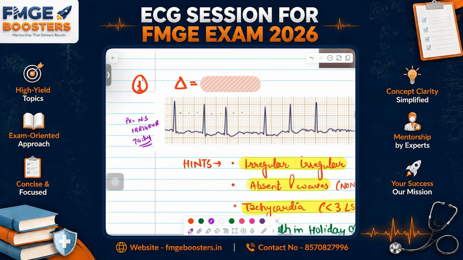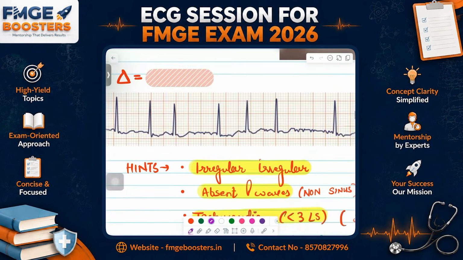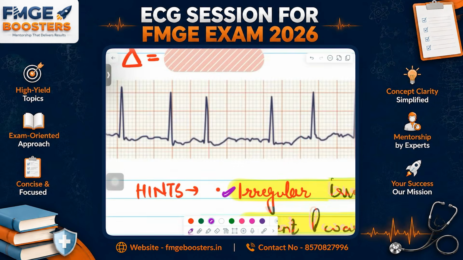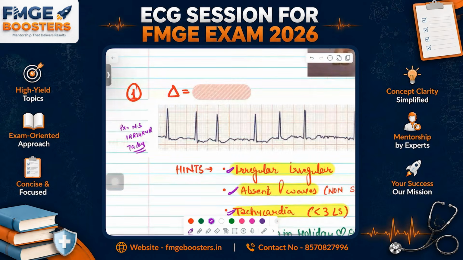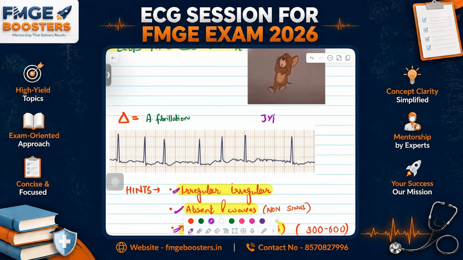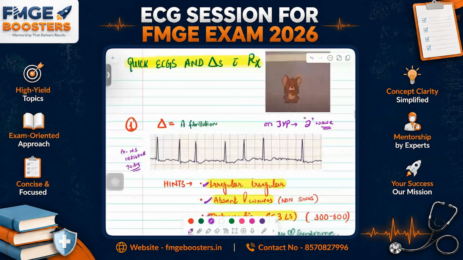Okay. Now, this is a very important one which comes in our examination. If the P wave is absent, it is irregularly irregular and tachycardia is there, what is the diagnosis here? With the P wave absent, we make a diagnosis of atrial fibrillation. Is it clear, everyone? Okay. Now tell me one thing: on JVP, which wave will be absent in the case of atrial fibrillation? It is the A wave. Okay, guys? Clear, everyone?